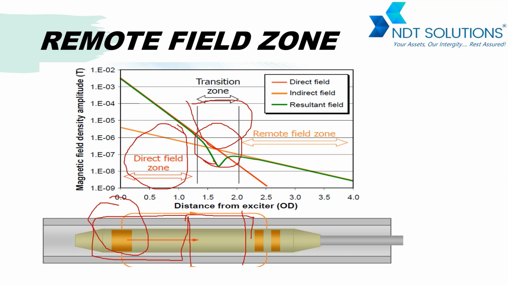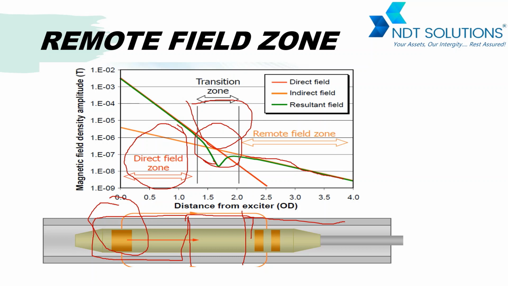But later, after approximately 2 OD of the tube, meaning 2 times the OD away from the exciter, we have the common interest. We have a resultant field in a homogeneous way, so that we can use it for the inspection. Maybe the next slide will help you understand better.